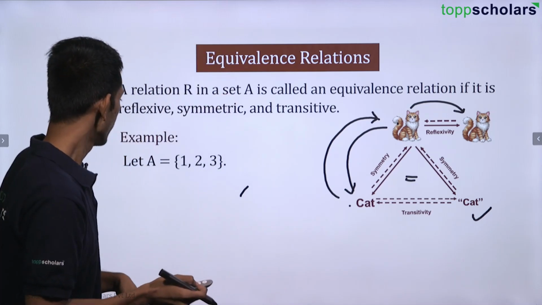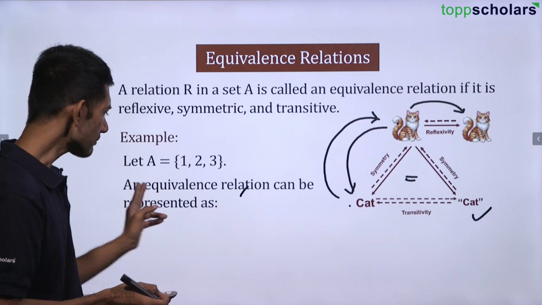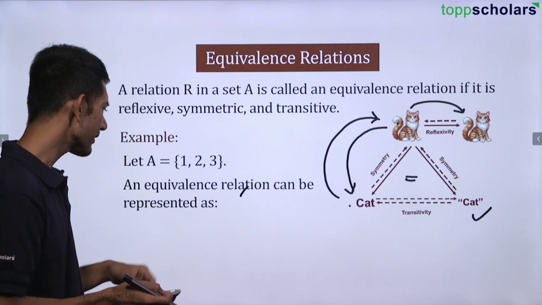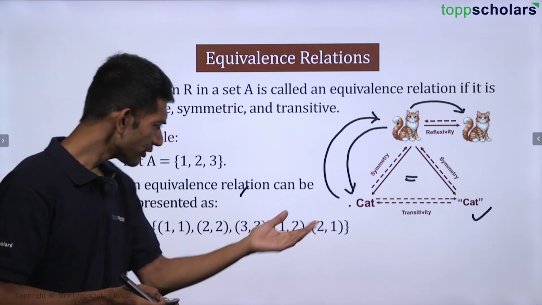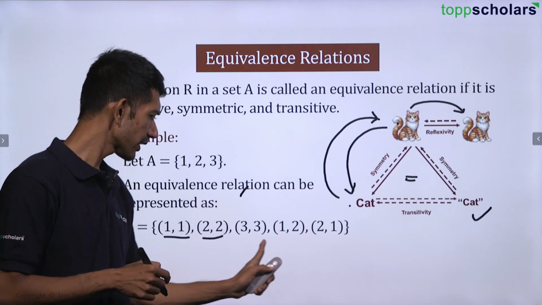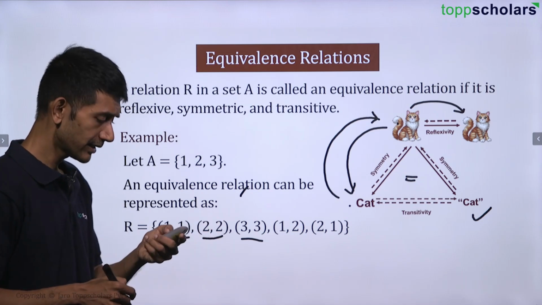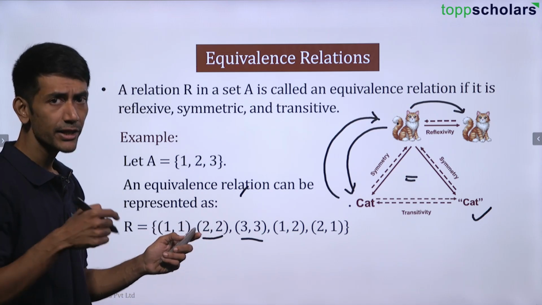Okay. So we have a mathematical example here. We have set A: 1, 2, 3. So an equivalence relation can be represented like this. Now observe this very carefully. Here I have 1, 1, 2, 2, 3, 3. So can I say this is a reflexive relation? Yes, because every element is related to itself.